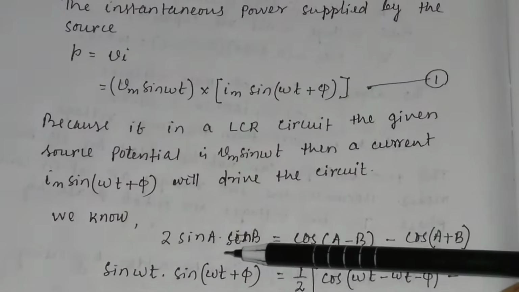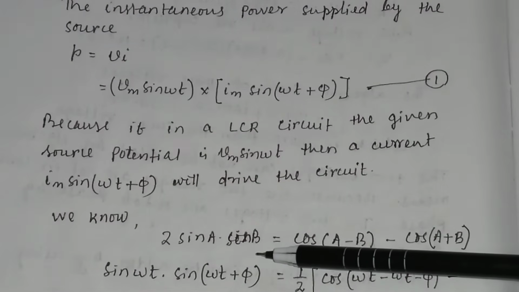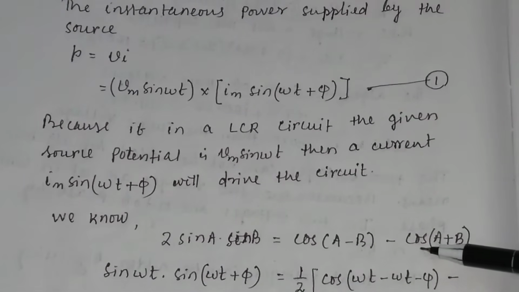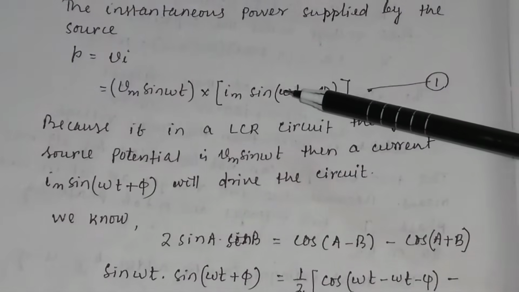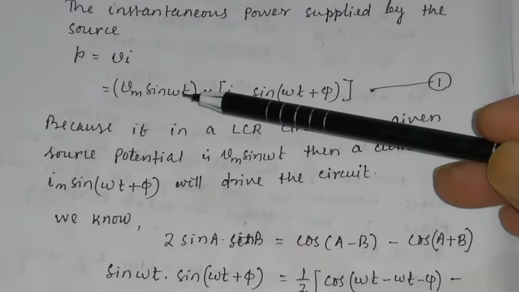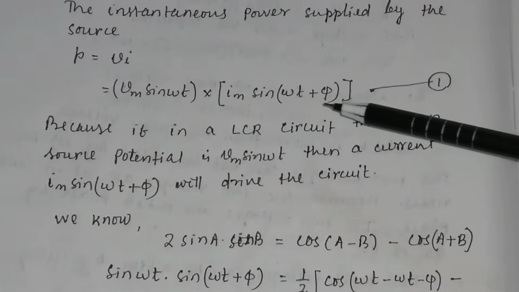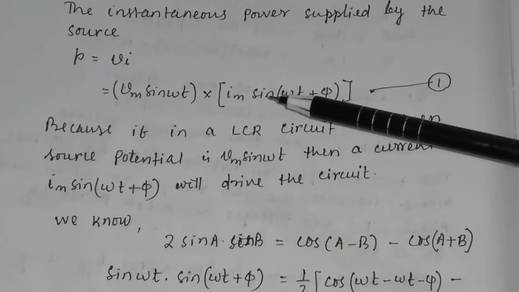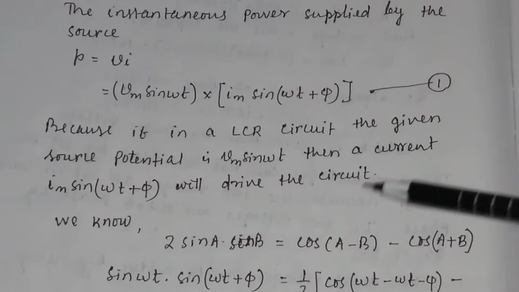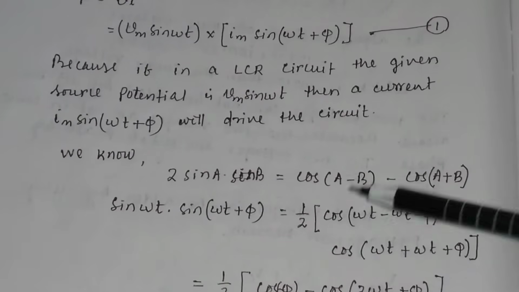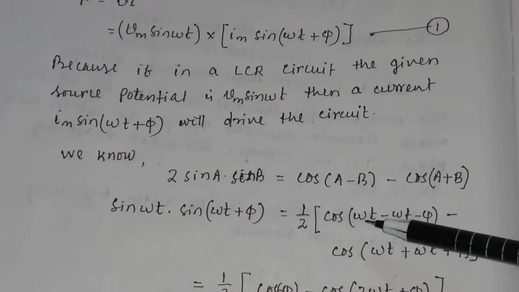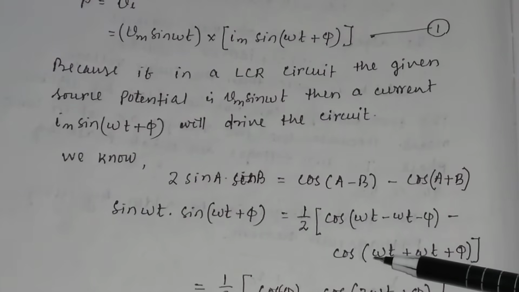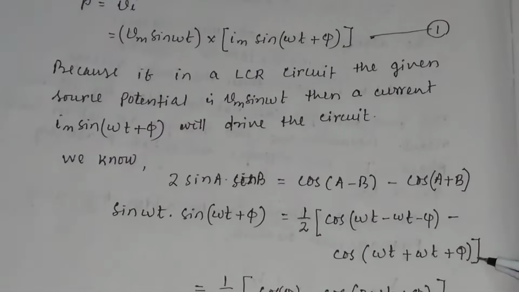From trigonometry we know 2 sin A into sin B is equal to cos A minus B minus cos A plus B. So in equation 1, here A is omega t and B is omega t plus phi. So 2 sin omega t into sin omega t plus phi will be equal to half of cos omega t minus phi minus cos omega t plus phi.